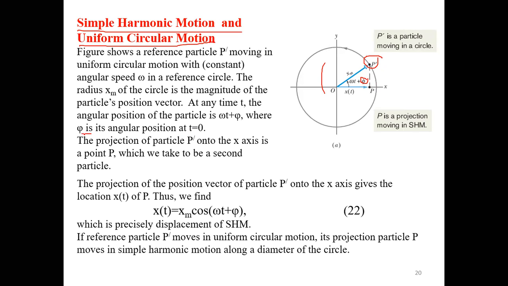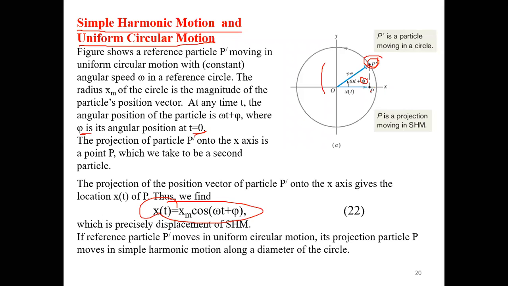So phi is the angular phase, or the angular position at t equal to 0. Now the projection of P prime on the x-axis will be xm cos of omega t plus phi. On the y-axis, it will be xm sine of omega t plus phi. The projection of particle P prime on the axis is at a point P, which we take to be a second particle. So x(t) will be xm cos of omega t plus phi.